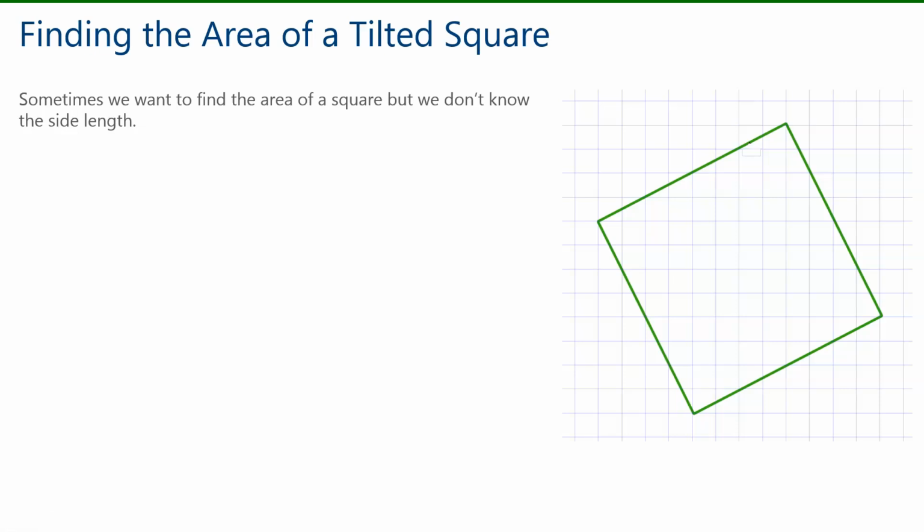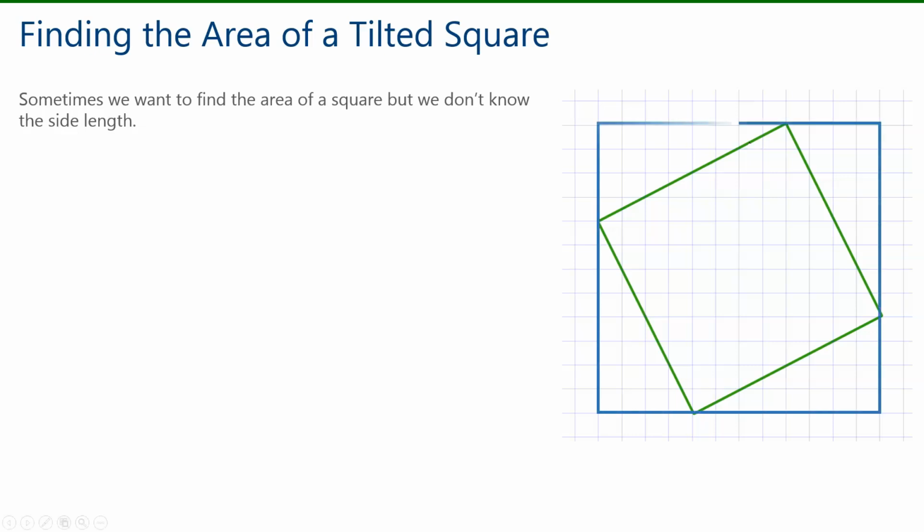Sometimes we want to find the area of a square, but we don't know the side length. And in this particular case, we can't count the blocks like in the previous example because the line passes through partial blocks. We would have to imagine breaking the square into pieces we recognize so that we can easily find the area of those pieces. We would start by drawing a square around the outside of the square that we're given. Now we can easily find the area of this square. So the area of the square would be the side squared, which is equal to 12 squared, which in this case is 144 square units.